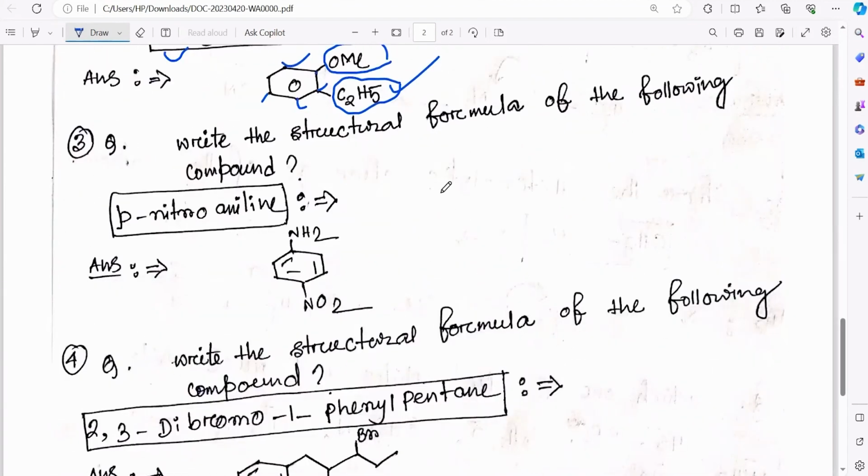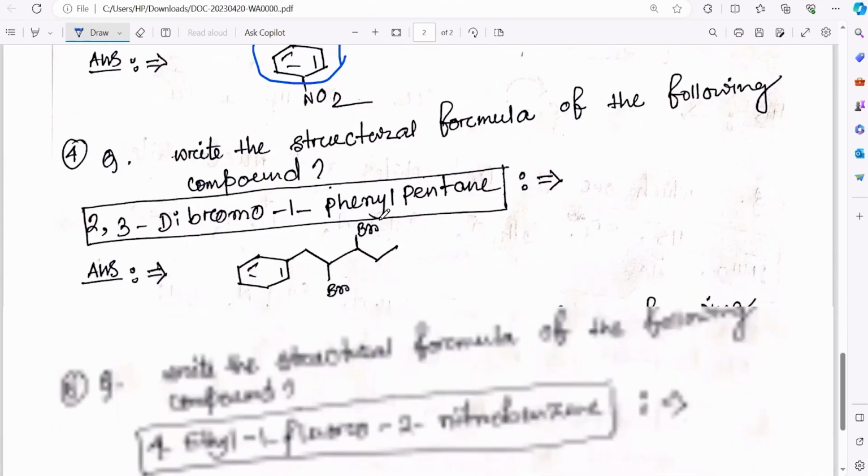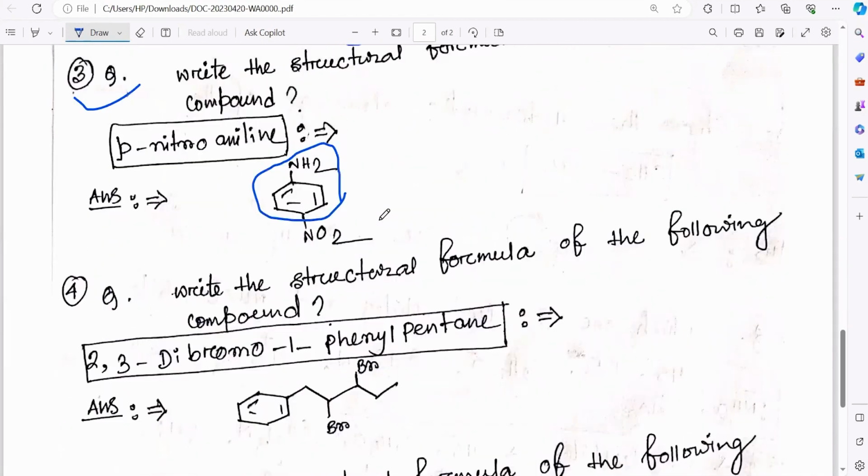Now write down the structural formula of the following compound, that is para-nitroaniline. So para-nitroaniline is, we know that aniline, when we call it an aniline molecule, if any benzene molecule contains an NH2 group, then it is called the aniline moiety. Now in the para position, one NO2 group is present. So that means para-nitroaniline. So that confirms it is para-nitroaniline.